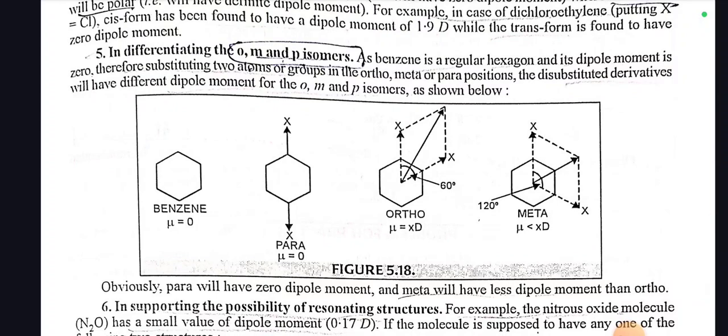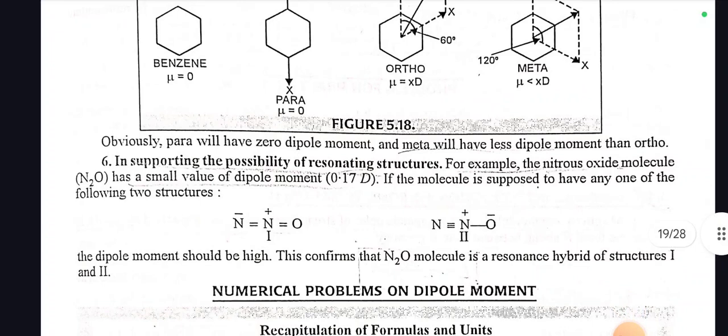Fifth, in differentiating the ortho, meta, and para isomers. As benzene is a regular hexagon, its dipole moment is zero. Therefore, on substituting two atoms or groups in the ortho, meta, or para positions, the disubstituted derivatives will have different dipole moments for the ortho, meta, and para isomers. Obviously, para will have zero dipole moment and meta will have less dipole moment than ortho.